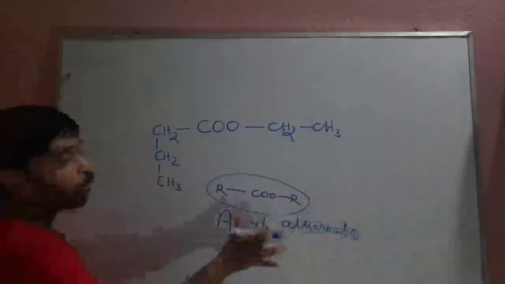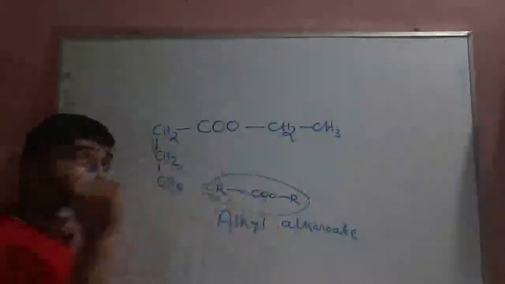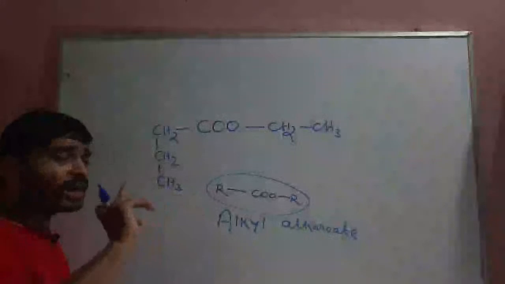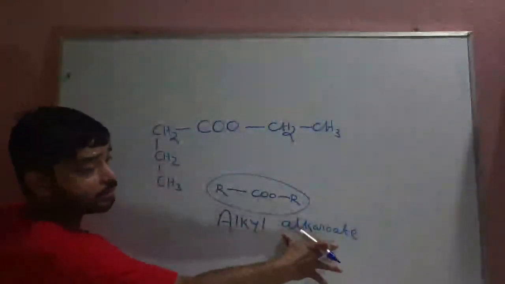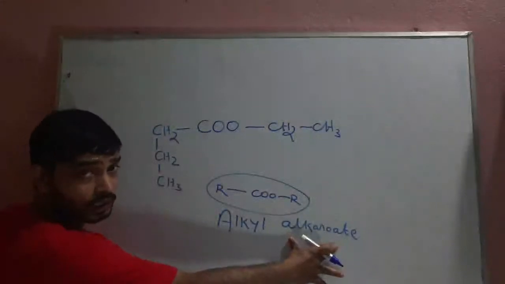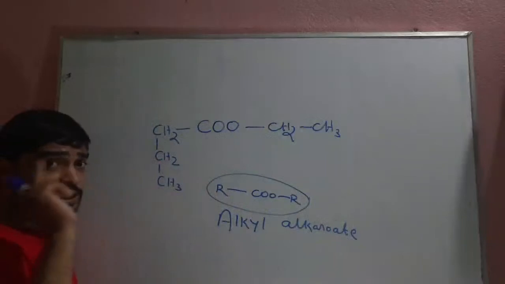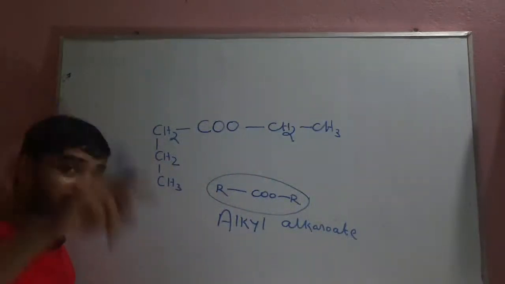From the IUPAC name of the ester we can conclude that it contains two words. Why two words? Because it is a discontinuous carbon chain. One carbon chain end is expressed by alkyl and another carbon chain end is expressed by alkanoate. Which carbon chain is expressed by alkanoate? That carbon chain which contains the carbon atom of the functional group.